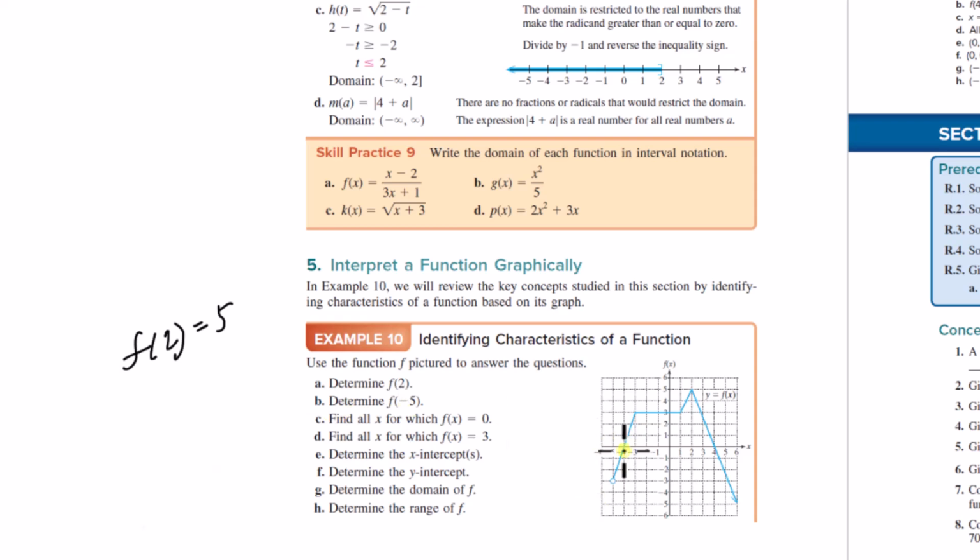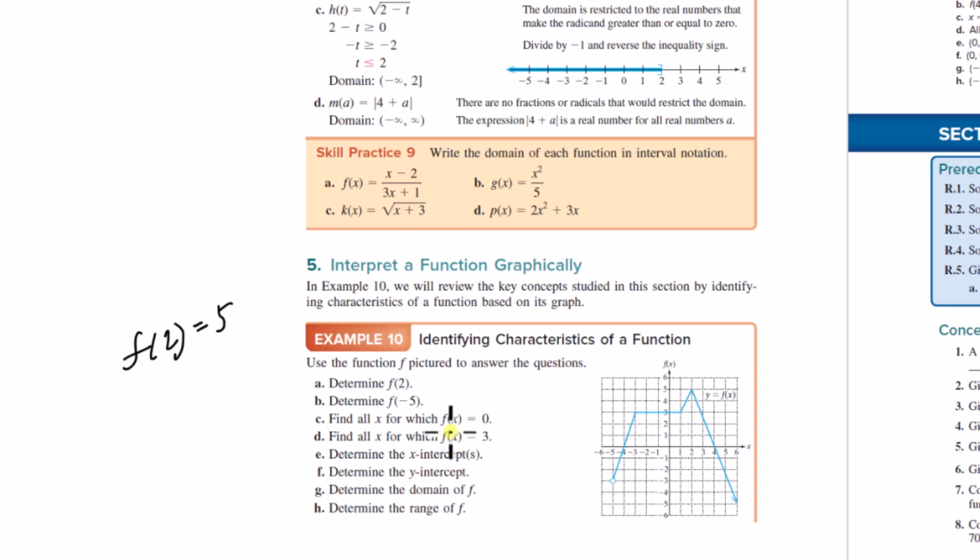Okay, what about f of minus 5? At x is equal to minus 5, what's the graph at minus 5? It's going to be this one point in the graph at minus 5. Well, it's an open circle here. It's undefined. Undefined at minus 5. No output.